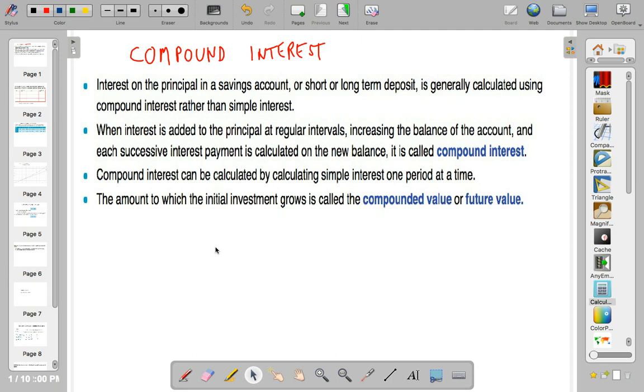Compound interest can be calculated by calculating simple interest one period at a time. The amount to which the initial investment grows is called the compound value or the future value. So with simple interest, the interest will be the same every year because it is calculated on the initial balance of the investment or the loan. With compound interest, the principal changes every year. So the interest gets added to the principal each year. Hence, the calculations are different.